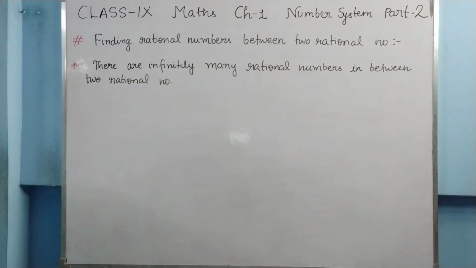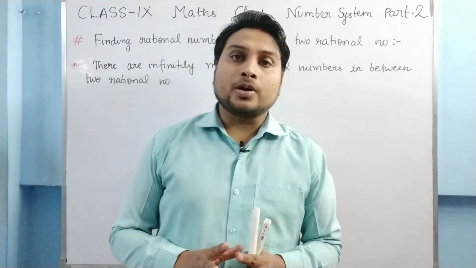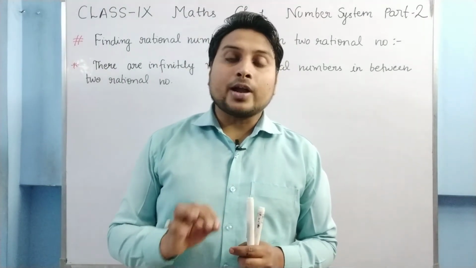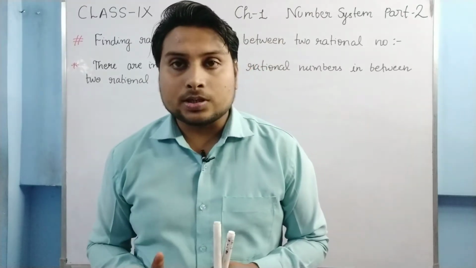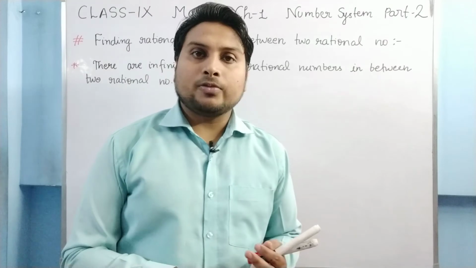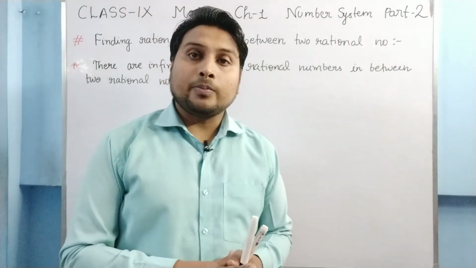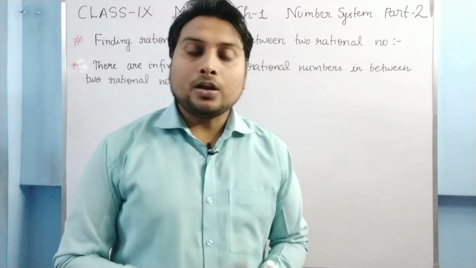Okay, what does it mean? It means that in between two rational numbers there can be infinitely many rational numbers. So if someone asks how many numbers there are in between two rational numbers, you will simply say that there are infinitely many rational numbers in between two rational numbers.